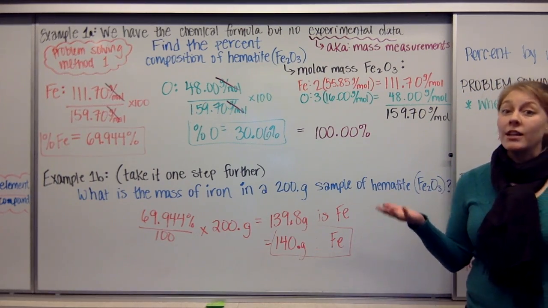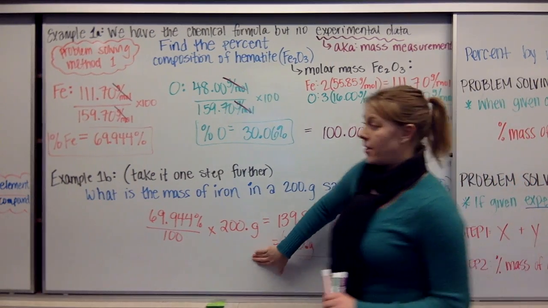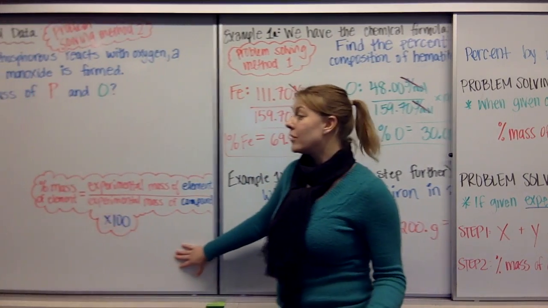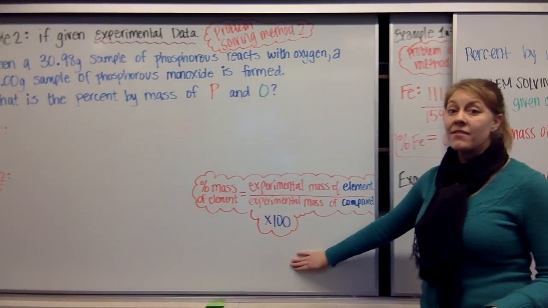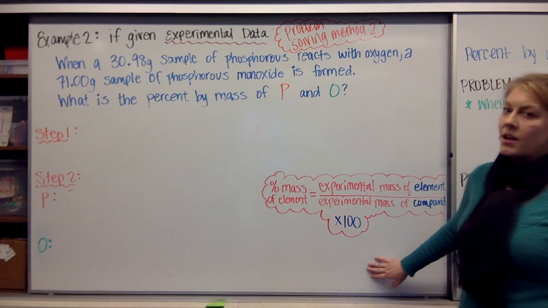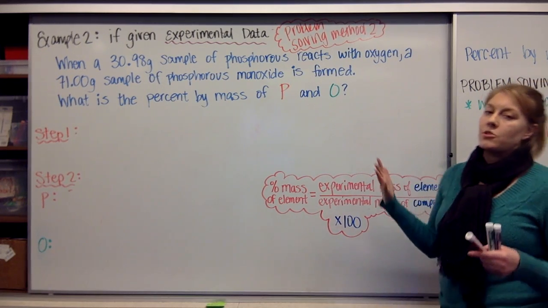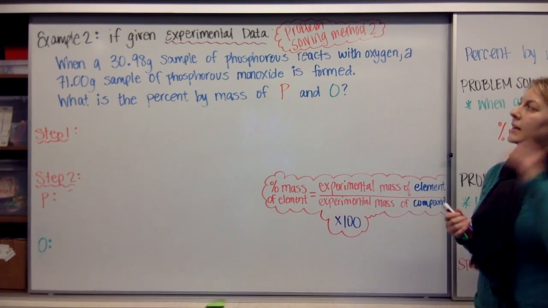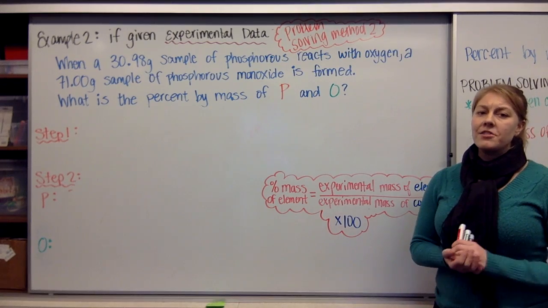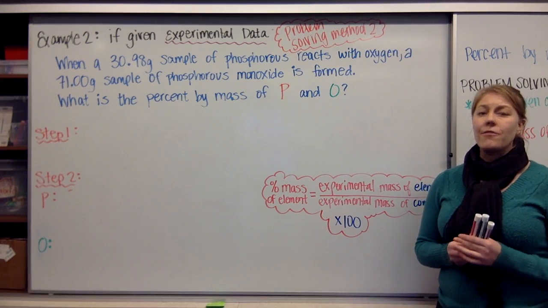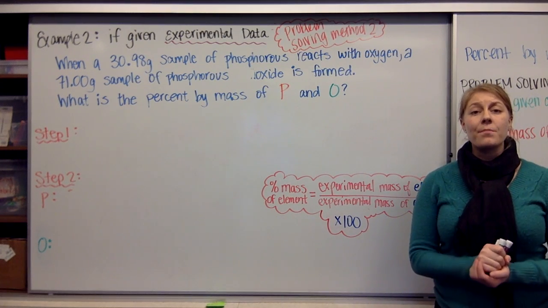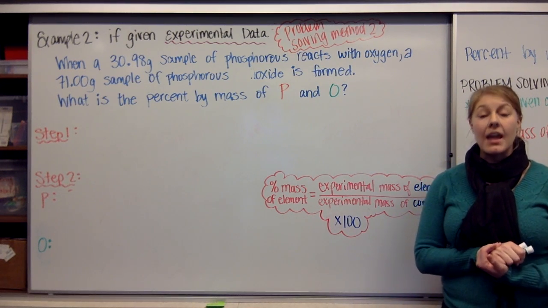Now, let's take a look at the second problem-solving method. This is what we're going to use if we have data. So this would be if the problem gives us measurements for mass, right? Not just one measurement for the compound, but we need to know some other measurement. Here's an example. When a 30.98 gram sample of phosphorus reacts with oxygen, a 71 gram sample of phosphorus, I meant to put phosphorus oxide, is formed. What is the percent by mass of P and O?